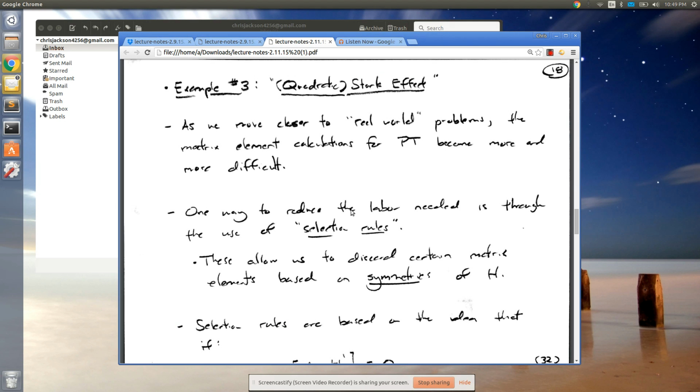Okay, so the next example I want to consider is a little closer to a real world example. This is something called the Stark effect, or more specifically, the quadratic Stark effect. I think later on we'll study something called the linear Stark effect, but for now let's focus on this guy, okay?